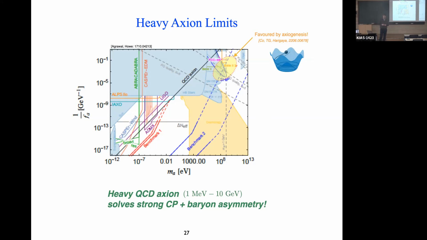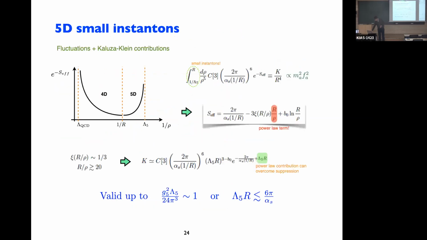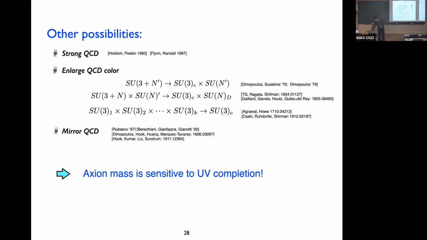Could you show the slide about the heavier axion? I mean, you listed a lot of other approaches. Oh, yeah. So, all of them are within 4 dimensions. Oh, yeah, sorry. These are all 4 dimensions.